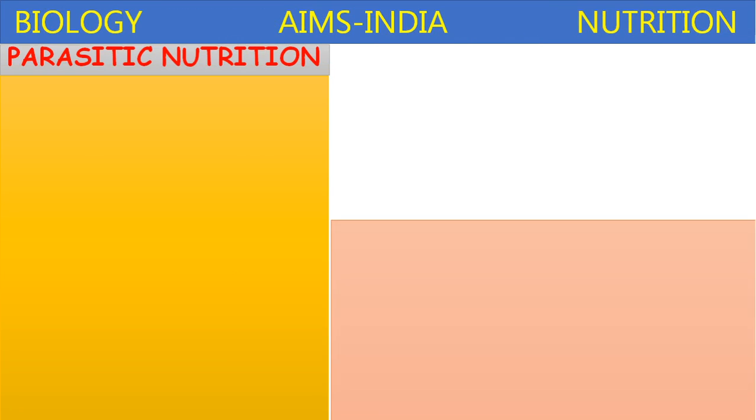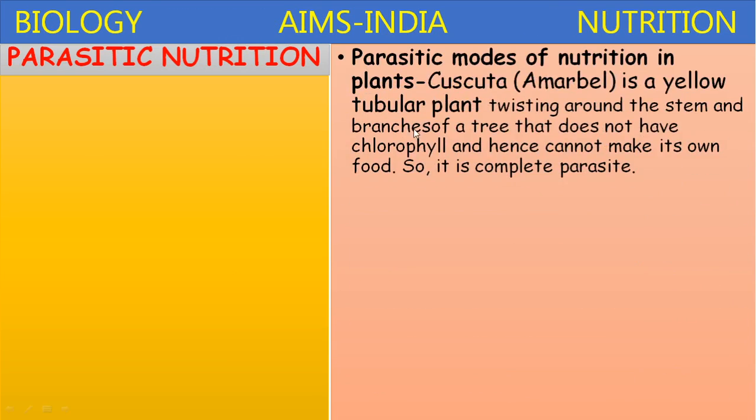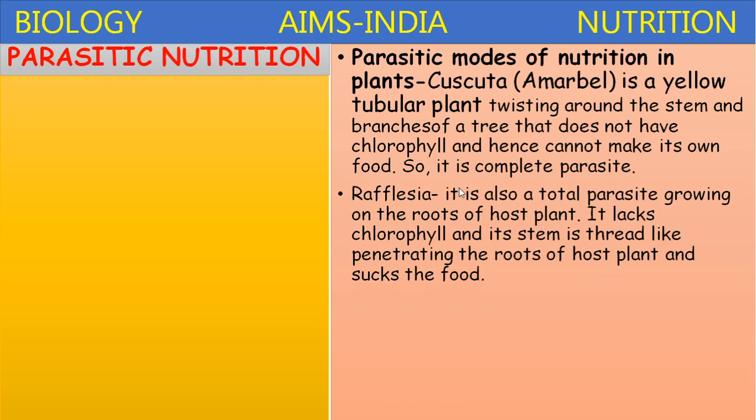Next, parasitic nutrition. Let us discuss some examples of this parasitic mode of nutrition in plants. Cuscuta or amarbel is a yellow tubular plant twisting around the stem and branches of a tree that does not have chlorophyll and hence cannot make its own food. It means it totally depends on the host. So it is a complete parasite.